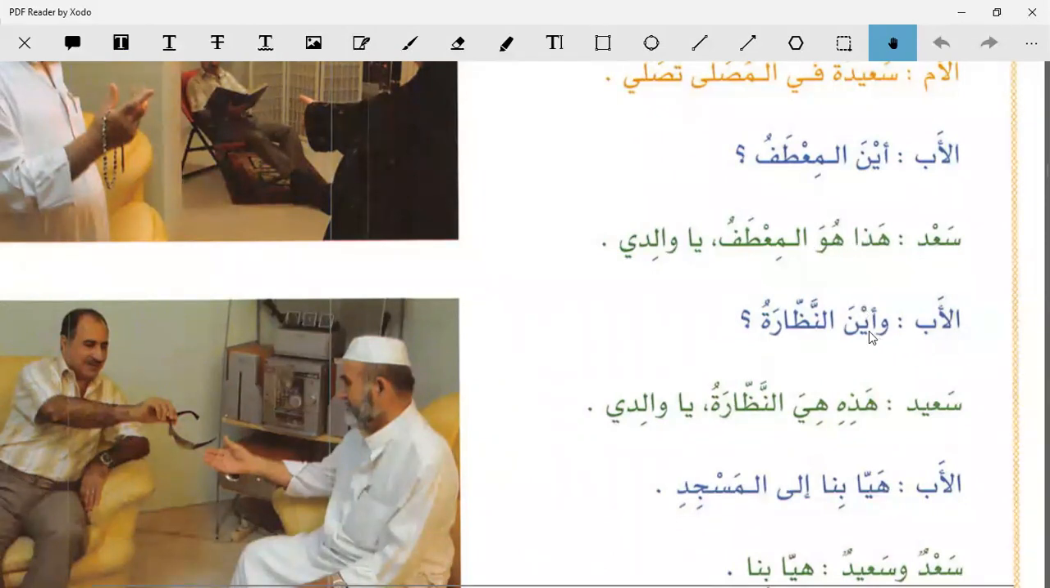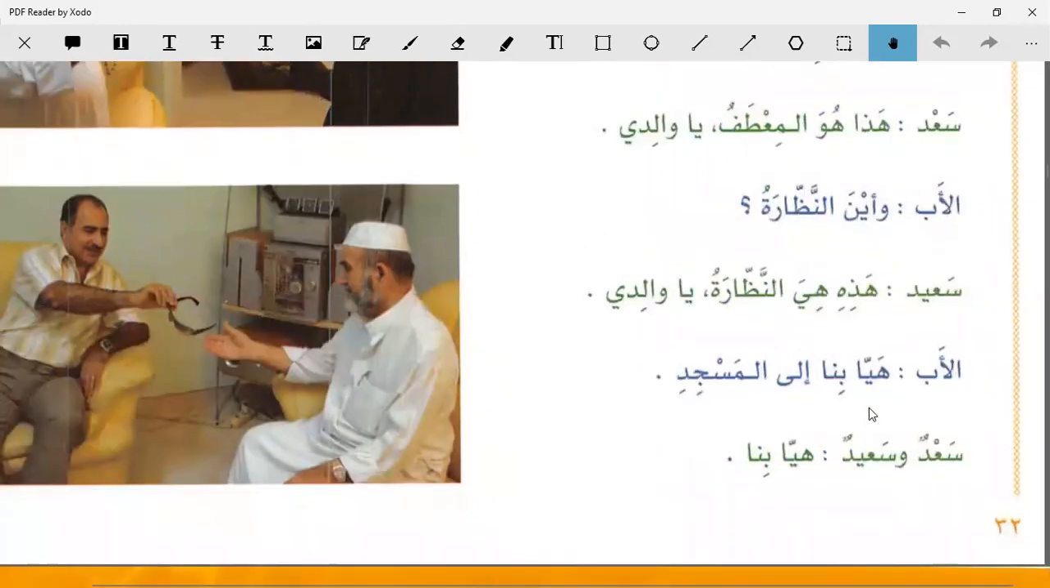Okay. Wa aina nazara, and where are the glasses? So nazara has a round ta marbuta at the end. So this means this is a feminine word. Any word which has a round ta at the end is considered a feminine word in Arabic. So for a feminine thing we say hazihi hiya nazara. Here are the glasses. For masculine we say haza huwa. For feminine we say hazihi hiya. Here are the glasses of my father.